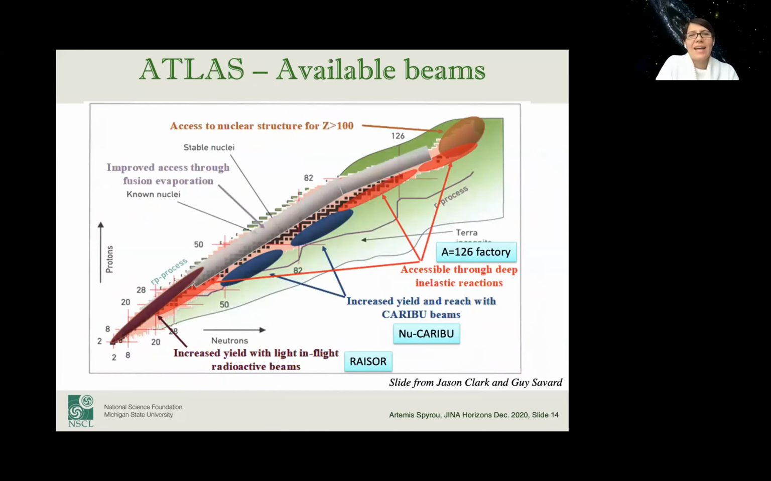ATLAS here is a current facility, and so I'll just highlight a couple of things where they're coming up with new upgrades. One is the new CARIBU that gives you access to nuclei out here. They have RAISOR to get radioactive beams down at the lowest masses, and very exciting, they are planning the A equals 126 factory to give access to nuclei out here that we don't have access to right now.